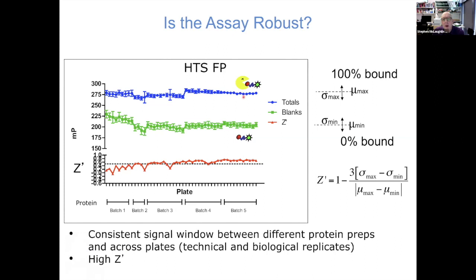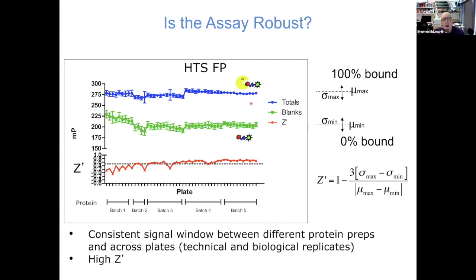And the signal window here against the variation in signal. To quantitate that is termed the Z prime factor, which is looking at the distribution of signals against their actual overall values to give you this Z prime value. So a Z prime value of 0.6, but 0.6 is really good, and you can see it's really robust.